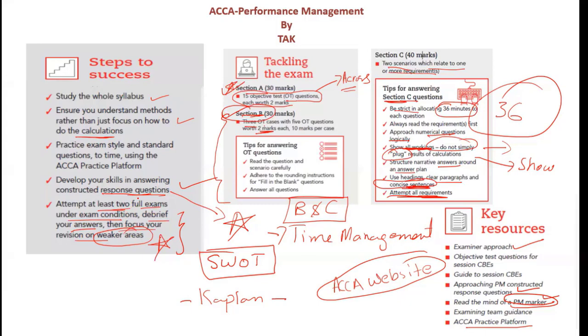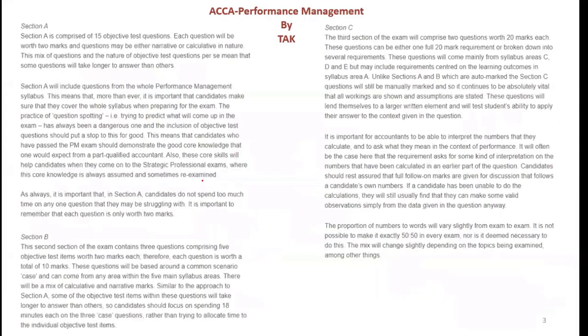So now going towards much deeper areas, what areas will be asked in section A, section B, section C of the examination. So section A, as I earlier said, will consist of 15 objective test questions. Each question will be of 2 marks. Questions may be either narrative or calculative.